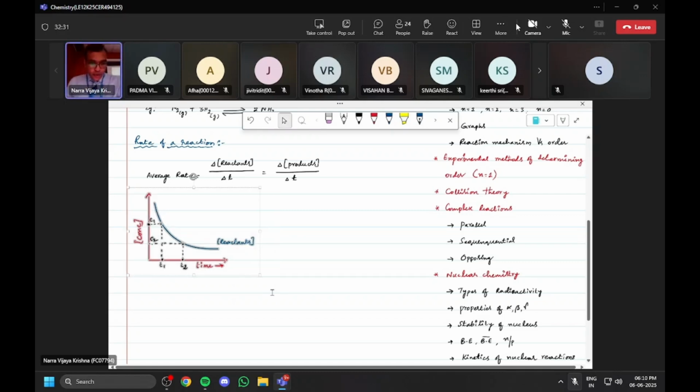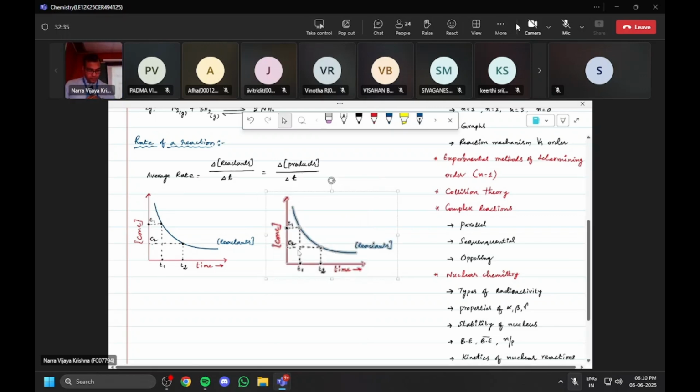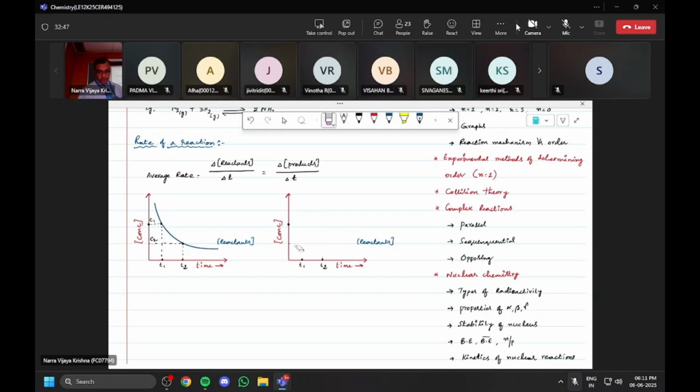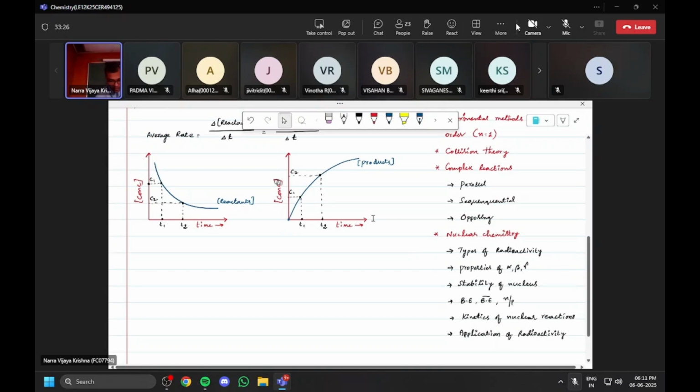Instead of reactants, if I take products, how will the graph look? What happens to the concentration of products with time? It increases. Can I write like this: initial concentration of products is 0, and as time proceeds, concentration of products increases? So at time T1, let the concentration of products be C1. At time T2, let the concentration of products be C2. Now tell me what we will write the average rate as.